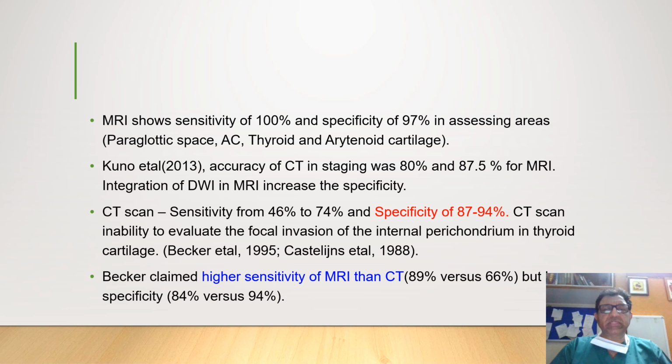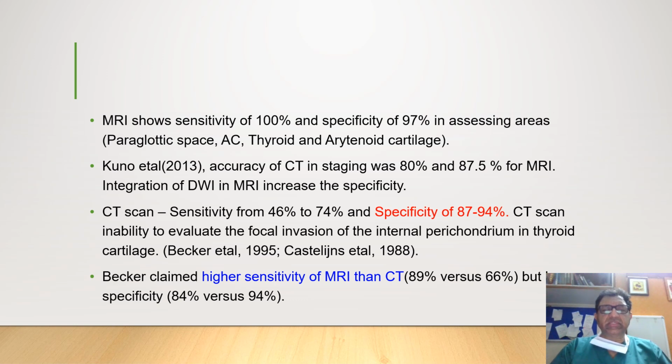So MRI shows a sensitivity of 100%, a specificity of 97% in assessing areas like paraglottic, anterior commissure, thyroid, and arytenoid cartilage. Kuno et al. in 2013, accuracy of CT scan in image staging is 80%, as compared to 87.5% for MRI. And integration of newer techniques like radiofrequency coil and diffusion weighted MRIs increases the specificity of MRI in such cases.